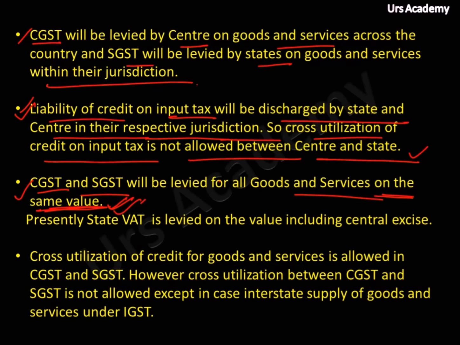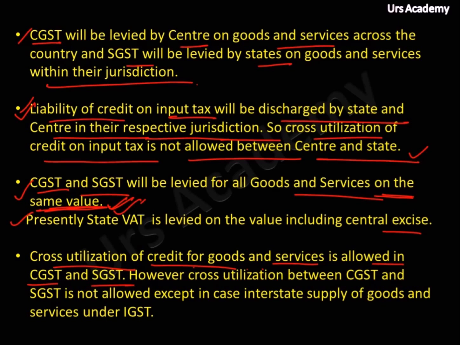Okay. So presently state VAT is levied on the value including central excise. I have given an example here. I explained it. Cross utilization of credit for goods and services is allowed in CGST and SGST. You see, I said cross utilization of credit is not allowed between CGST and SGST, but cross utilization between products, within CGST and within SGST, is allowed.